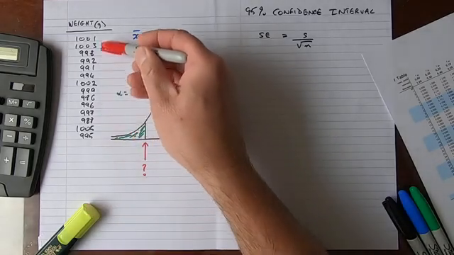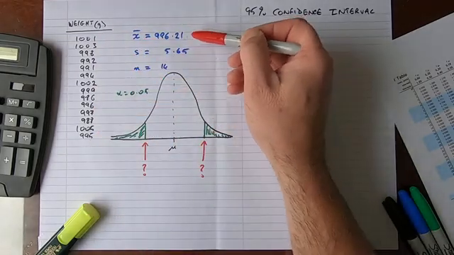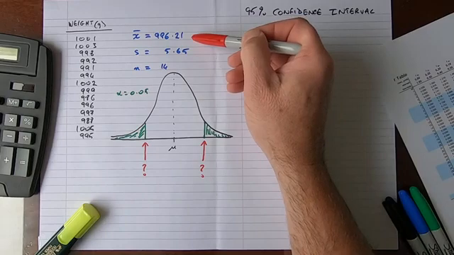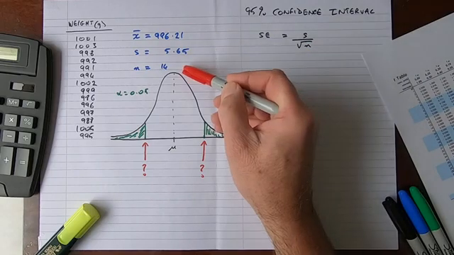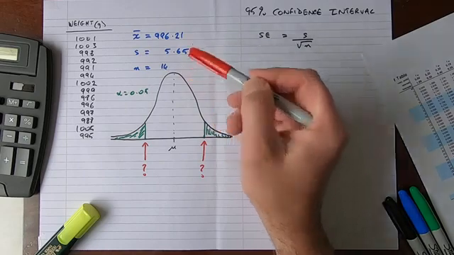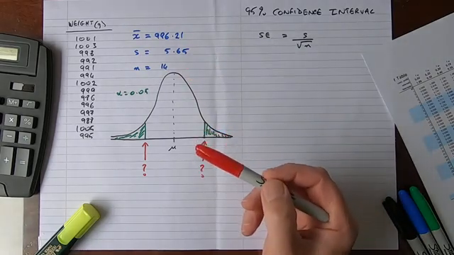So the first thing I've done with this sample of 14 here is I've worked out the sample mean, and we can see the sample mean x bar is equal to 996.21 grams. S is the standard deviation, that works out at 5.65, and n, the sample size, is 14. So we're going to need some of these values in our later calculations.